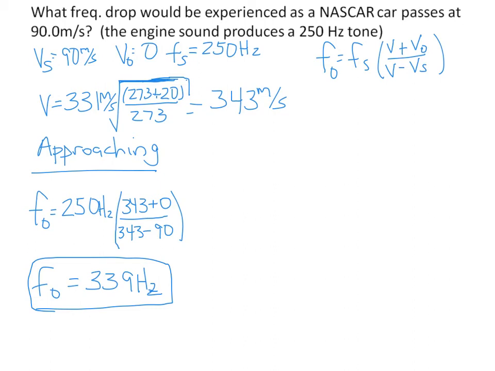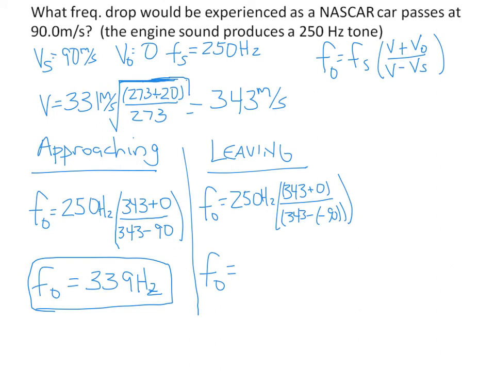Now I'm going to do it for after it passes. Okay, I put in my numbers for when it's leaving. I did not change the equation. It says V minus Vs. I have 343 minus, but I did put in negative 90, because when it's leaving, you use a negative number. So I put in negative 90, and now when I punch that in the calculator, I get a frequency of 198 hertz, which I believe could be a right answer because it's lower than the actual sound of the car.